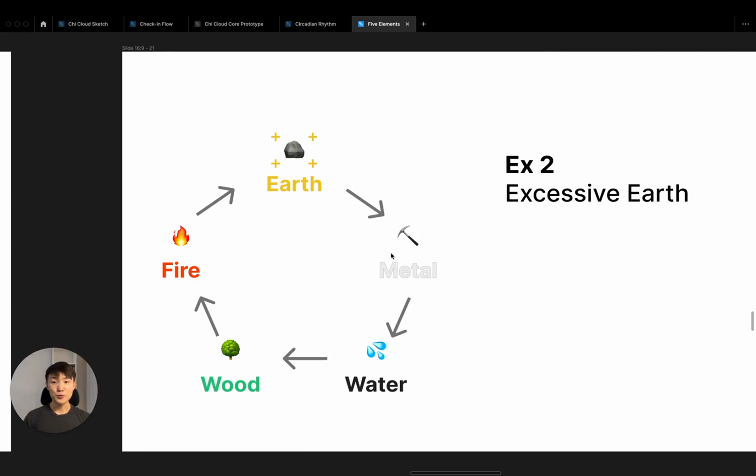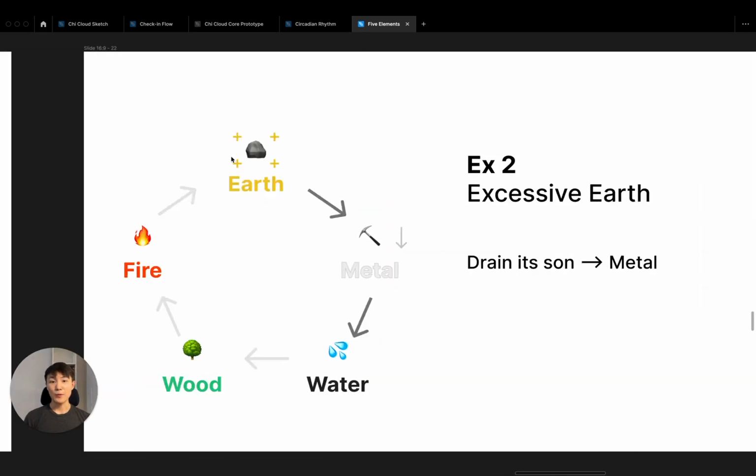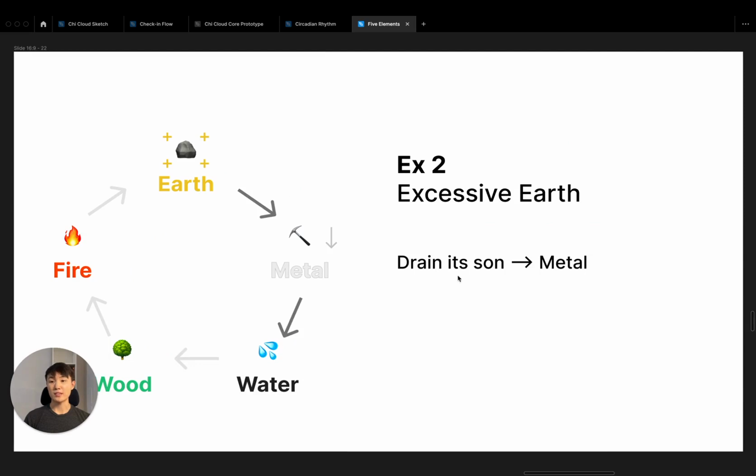In example 2, we have excessive earth. So when there's an excess, what do we do? Think about it for a second. We're going to be using the generation cycle. With excess, we want to drain the son. The son of earth is the next element after earth in the generation cycle, which is metal. And so we want to drain the son of earth, metal. So the treatment plan is to drain metal with excess of earth.